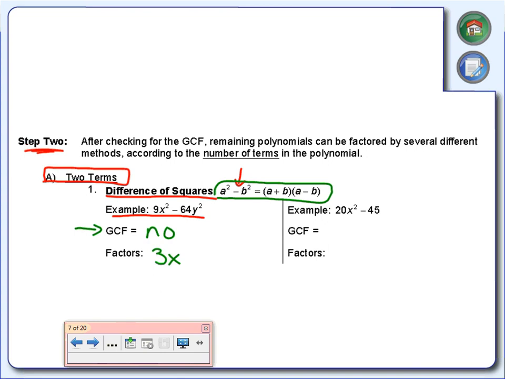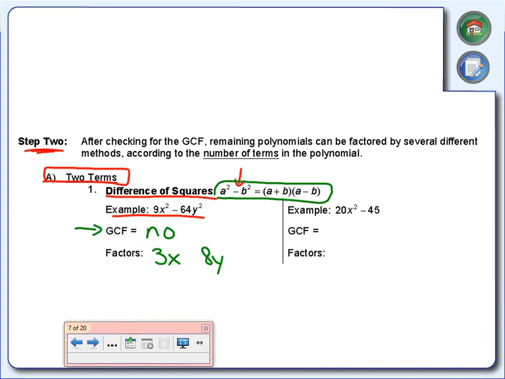So what I just did is I took the square root of the 9x squared, which is 3x. I'm going to do the same thing with that 64y squared. What's the square root of 64? 8. Why is it 8? Because 8 times 8 is 64. What is the square root of y squared? Y. Why? Because y times y is y squared. So that's the first thing you're going to do. You're going to take the square root of both the first term and the second term. That's going to be the hardest part about this.